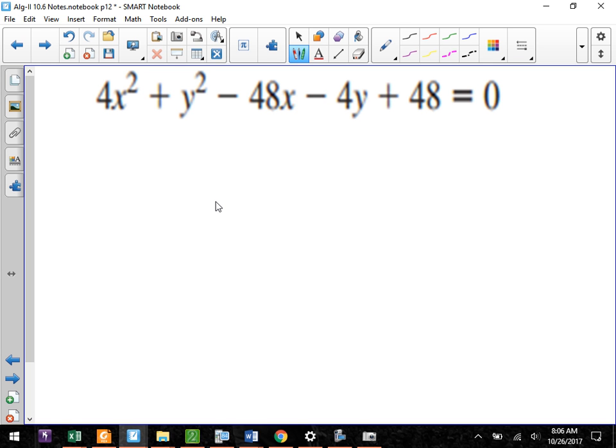All right, first thing we're going to do, put everything in order. 4x squared minus 48x, y squared minus 4y is a negative 48. All I did there was move all the x's together, y's together, move my constant to the other side.